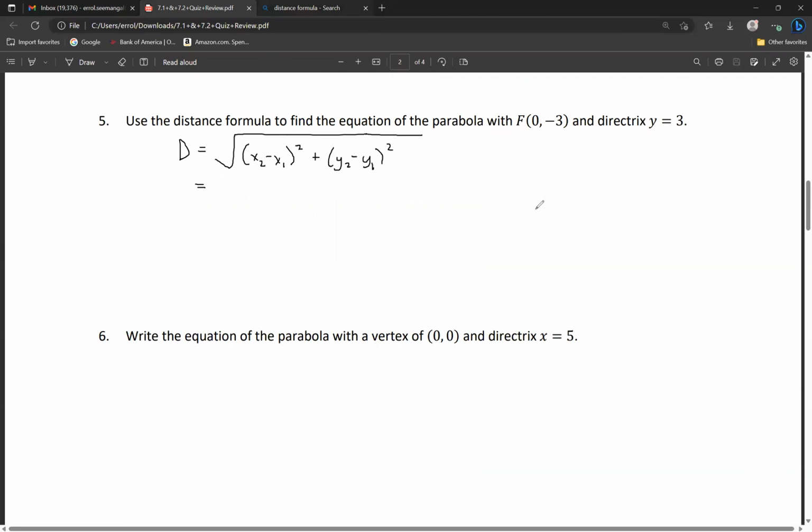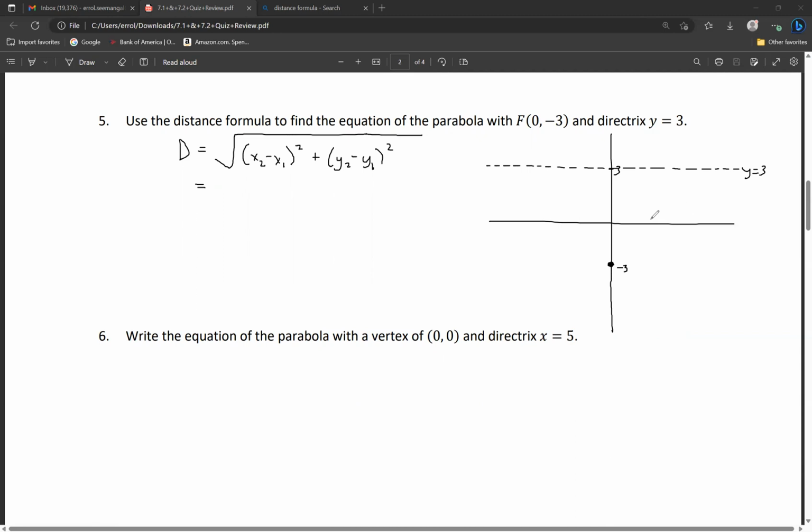Okay, let's make a little sketch right here on the side. There's your xy. 0, -3 is right here, right? There's your 0, -3, and directrix y equals 3. So y equals 3 is right up here somewhere. And there's your line y equals 3, right? This line is y equals 3, and this point is 0, -3. Make sense so far?